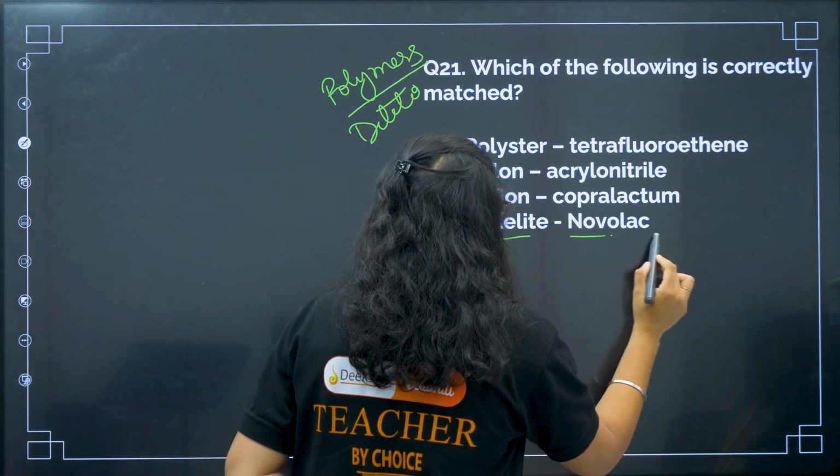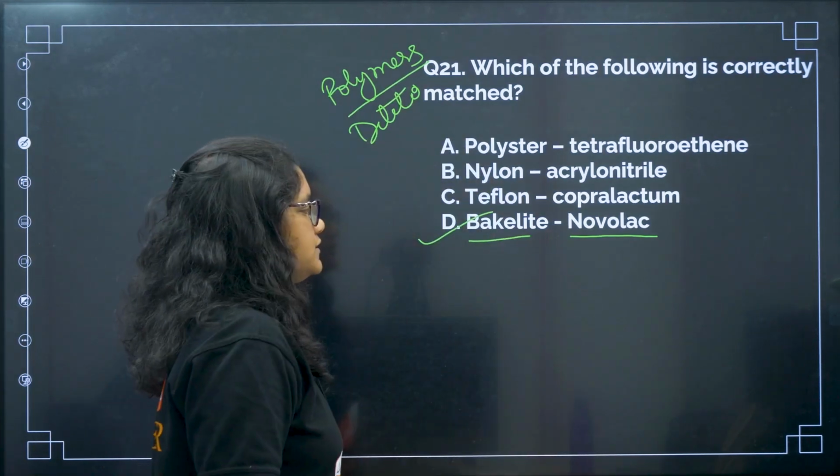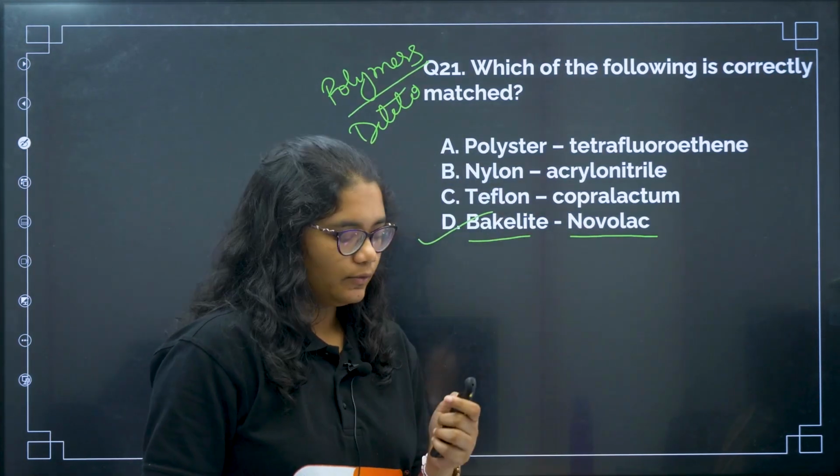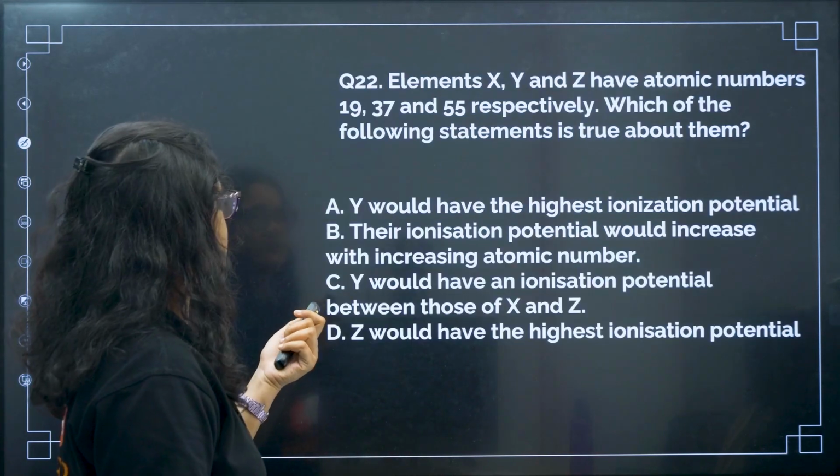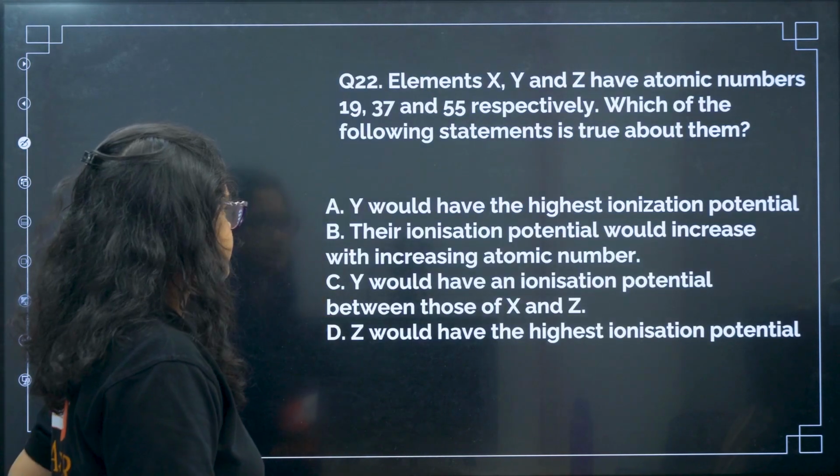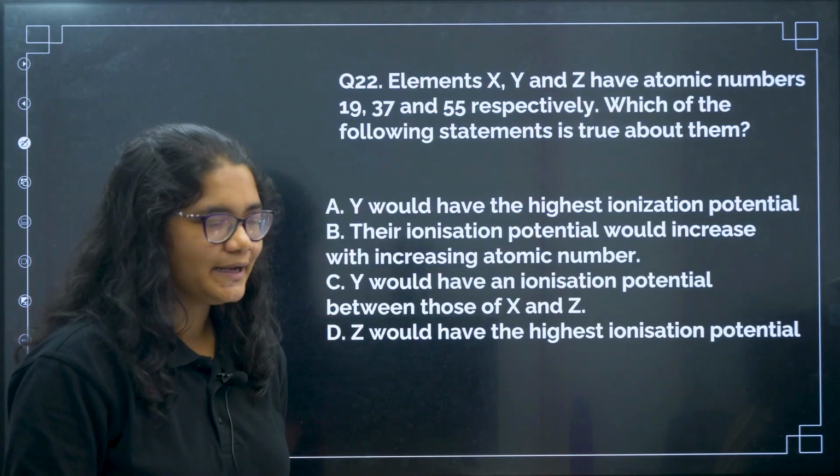So the correct match is Bakelite and Novolac. Okay, so this is the polymer, this is the monomer. Okay, now let us go to the next question. Question number 22.